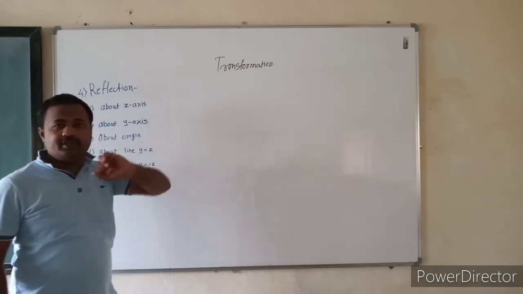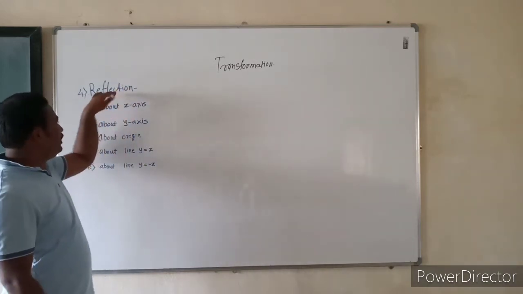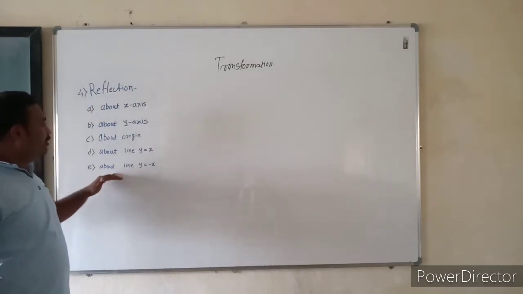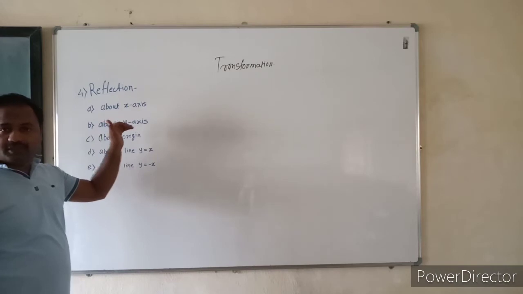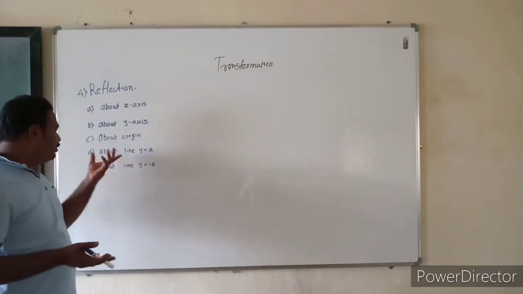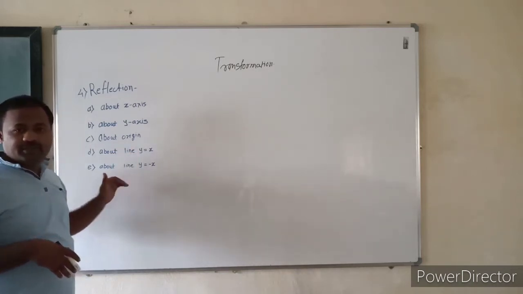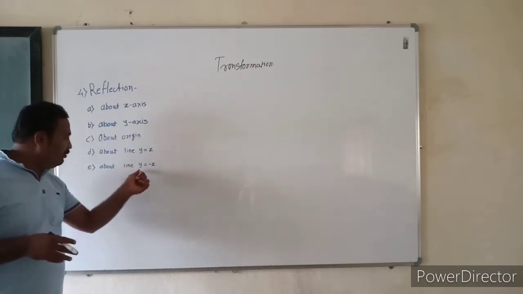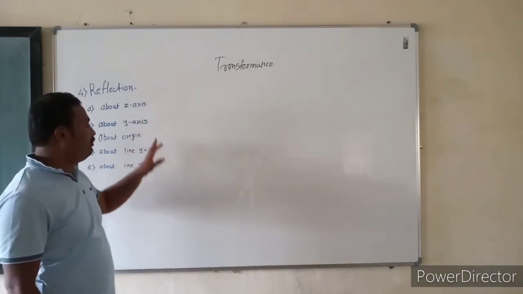Fourth type of transformation is reflection. In reflection there are five types. First one is reflection about the x-axis. Second is reflection about the y-axis. Third is reflection about the origin. Fourth is reflection about the line y equals x. And fifth is reflection about the line y equals minus x. We go one by one.